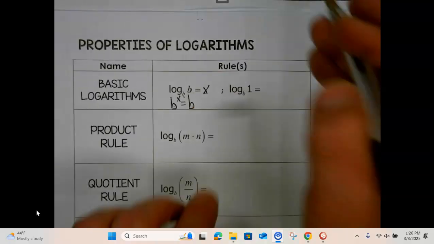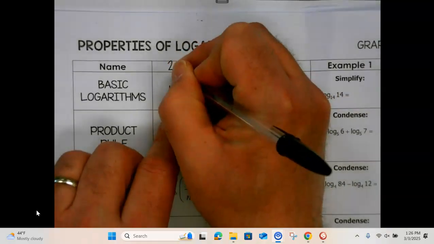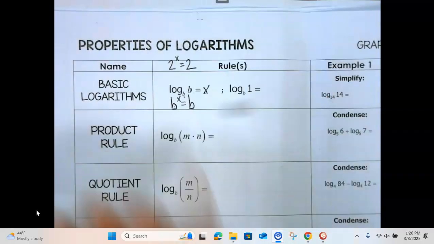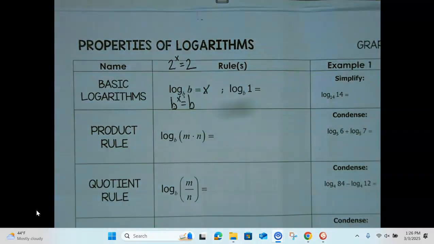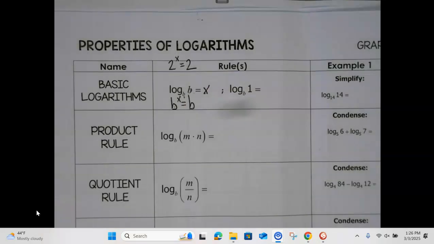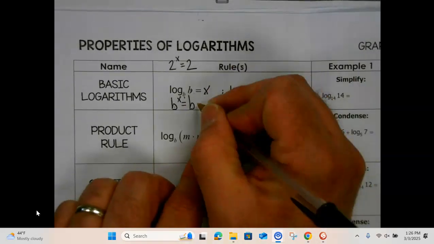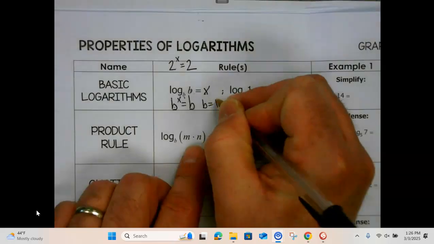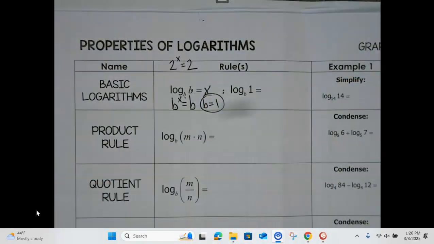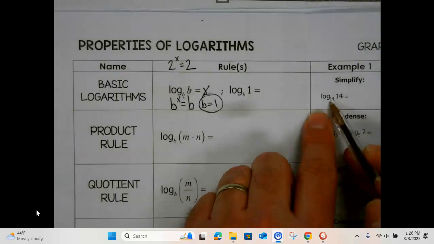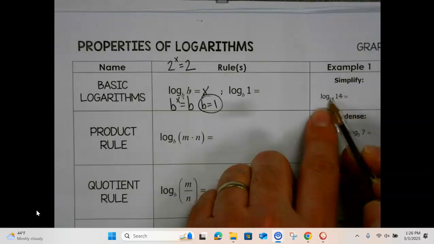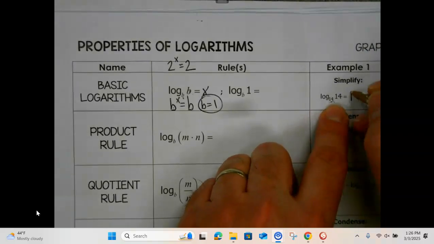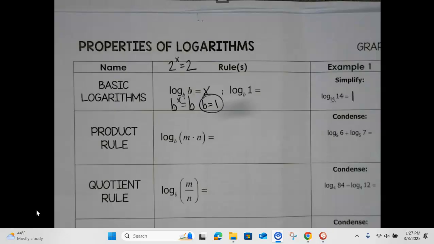You're like, wait, what? Okay. Let's use numbers instead. 2 to what power would get me 2? 1. So in this case, B would have to be 1. That's the only way this is going to work. So if you ever see a base value and a number that are the same, that answer is just 1. Which seems kind of strange, but okay.